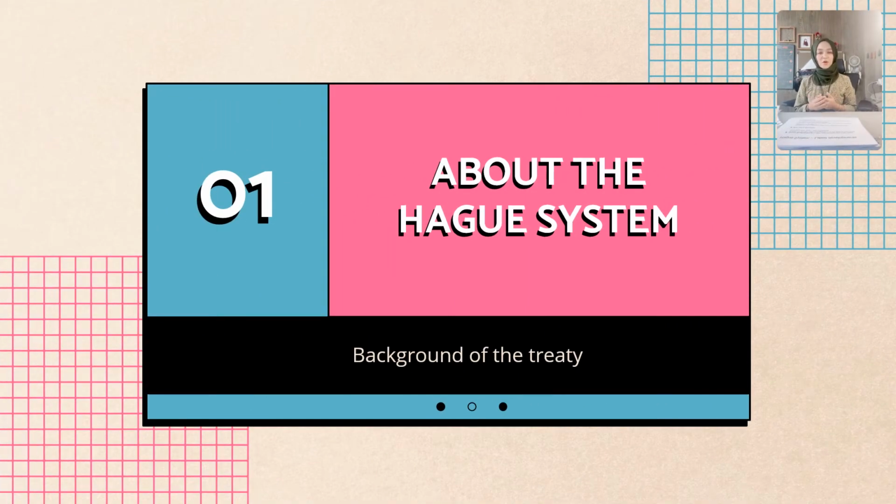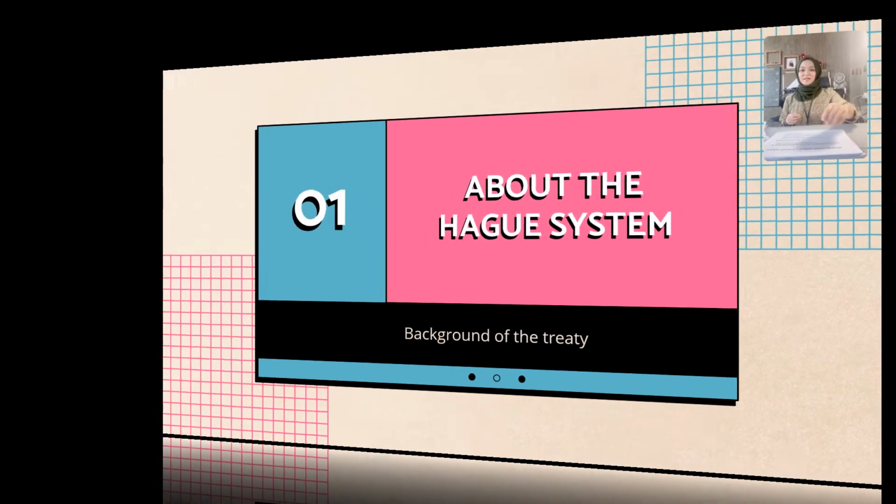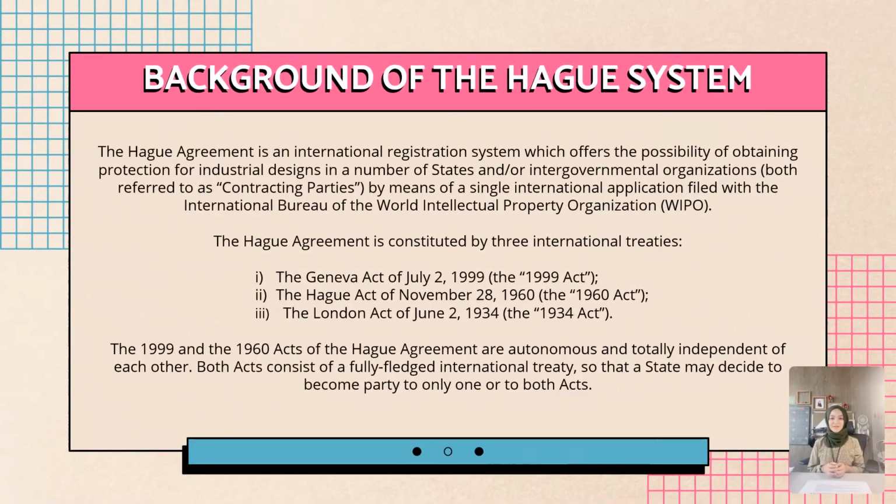Now we move on to the first section of my presentation, which is about the Hague system itself. The Hague Agreement is an international registration system which offers the possibility of obtaining protection for industrial design in a number of states or intergovernmental organizations by means of a single application to the International Bureau of the World Intellectual Property Organization, WIPO.